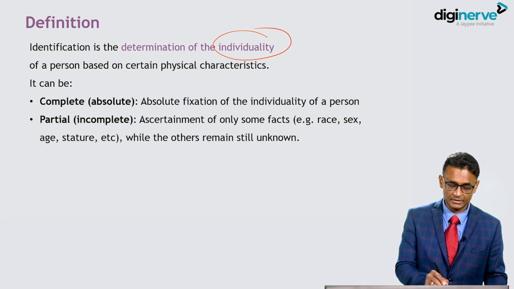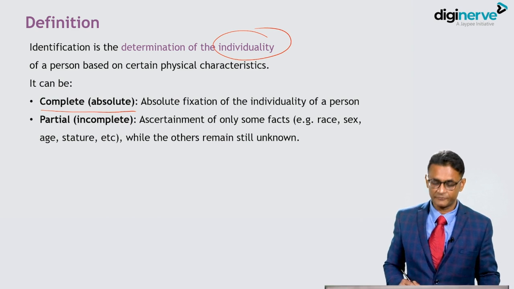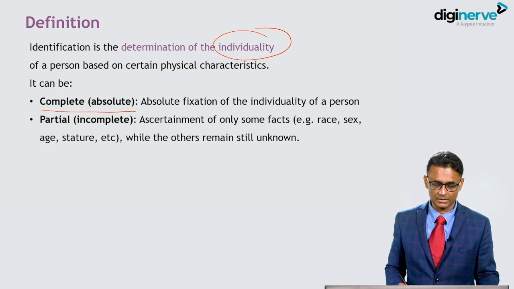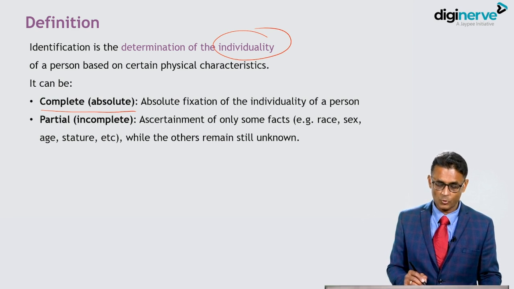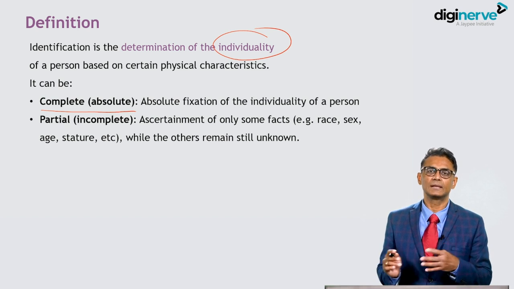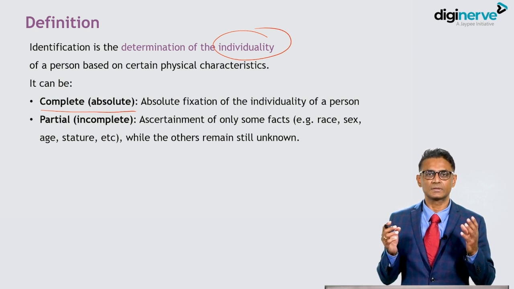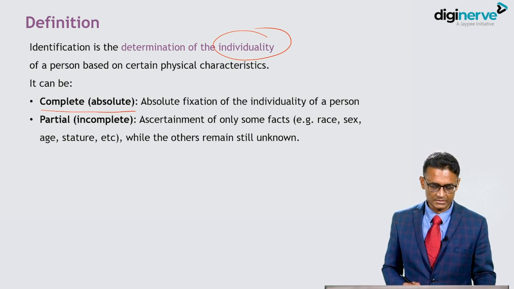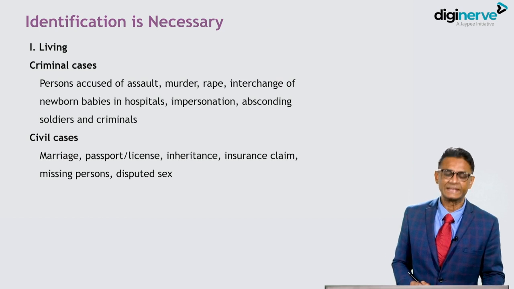It can be complete, that is absolute fixation of the individuality of a person, or it may be partial, ascertainment of only some facts like race, sex, age, stature, while the others still remain unknown. So you know some facts but you are not able to identify the person properly in whole. So it is called partial identification or incomplete identification. So why is identification necessary?